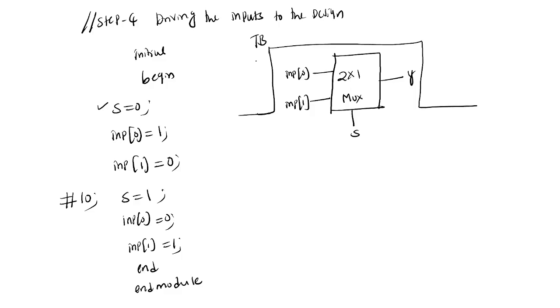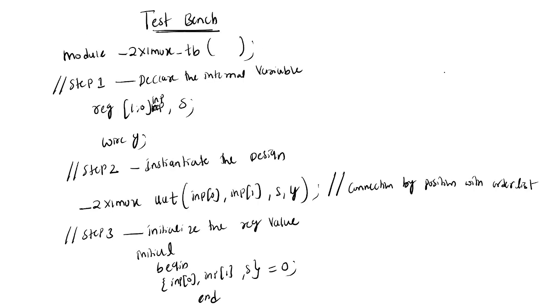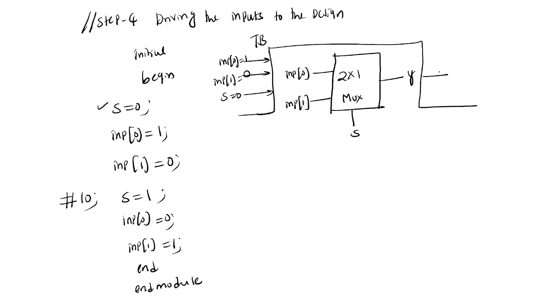Through the test bench I am giving the inputs. What are the inputs I am giving? S equal to 0, inp of 0 equal to 1, and inp of 1 equal to 0. Based on these inputs the design will execute and give the output. Here you initialize the input and output, no? The test bench output will be, let us take y. Same y only. It will give the output to the test bench. So what is the output?